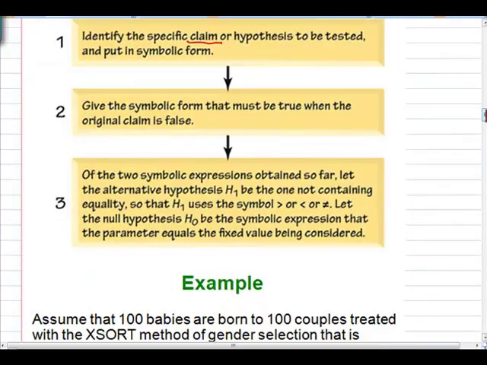Step 2 is give the symbolic form that must be true when the original claim is false. The null and the alternative are essentially opposites of each other. They can't both be true at the same time. Of the two symbolic expressions obtained so far, let the alternative hypothesis be the one that does not contain equality, so that the symbols greater than, less than, or not equal to are used. Let the null hypothesis be the symbolic expression that does contain equality.